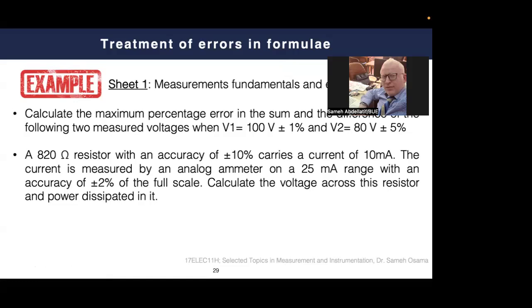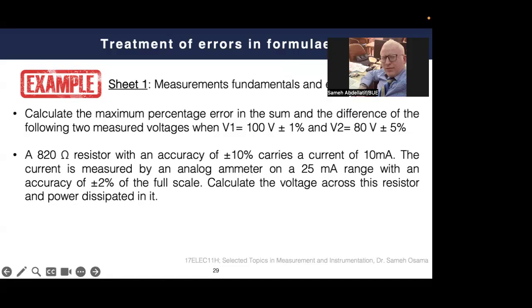Okay, so let's start with this example. The example asks us to calculate the maximum percentage error in the sum and the difference of the following two measured voltages. So we have voltages V1 and V2. In the first equation you are going to make it in the form of a summation, so V equals V1 plus V2, and the second we are going to make in terms of subtraction. So let's do this together.